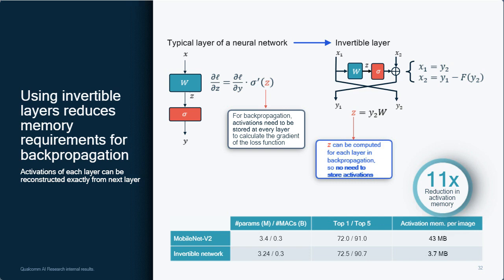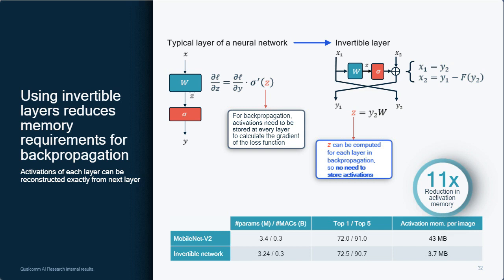Now the benefit here is that we can trade off a little bit more computation for reducing the need to store the activation in memory. And depending on the application, this can actually be the bottleneck and help us to be able to train on a device with limited memory.